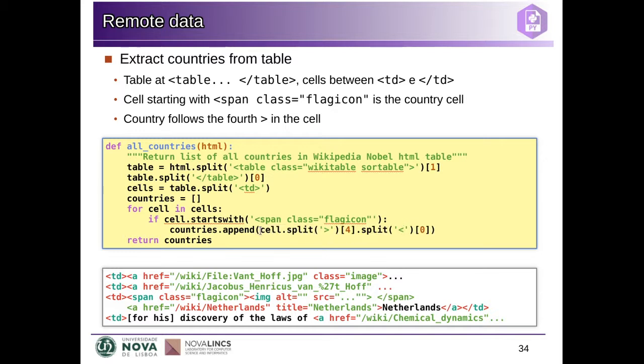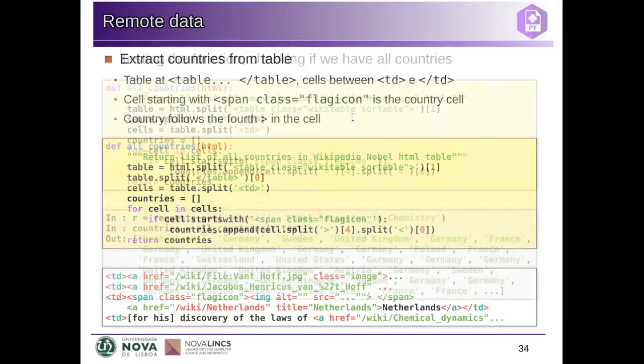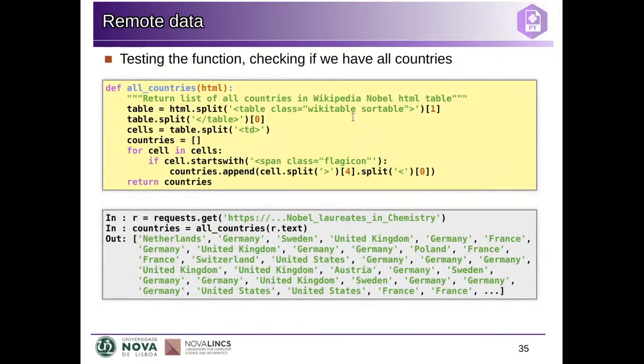So in this case, we are splitting on this sign to get the string that follows the fourth sign here, and then we are splitting again to retain the first part, and we get the text that is between these two characters. So this allows us to extract the country there. Okay, so now we test this.